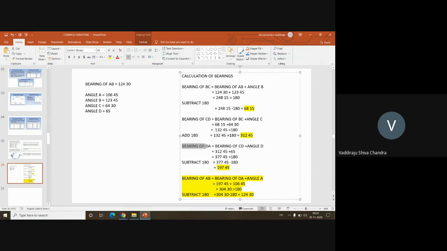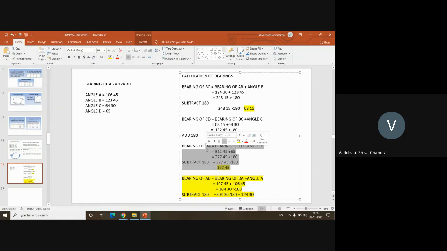Next, bearing of DA is equal to bearing of CD plus angle D. 312 degrees 45 minutes plus 65 is 377, which is greater than 180. So I'm subtracting 180. I'm getting the answer as 197 degrees 45 minutes. Then bearing of line AB. So you need to solve the problem only up to here, bearing of DA.